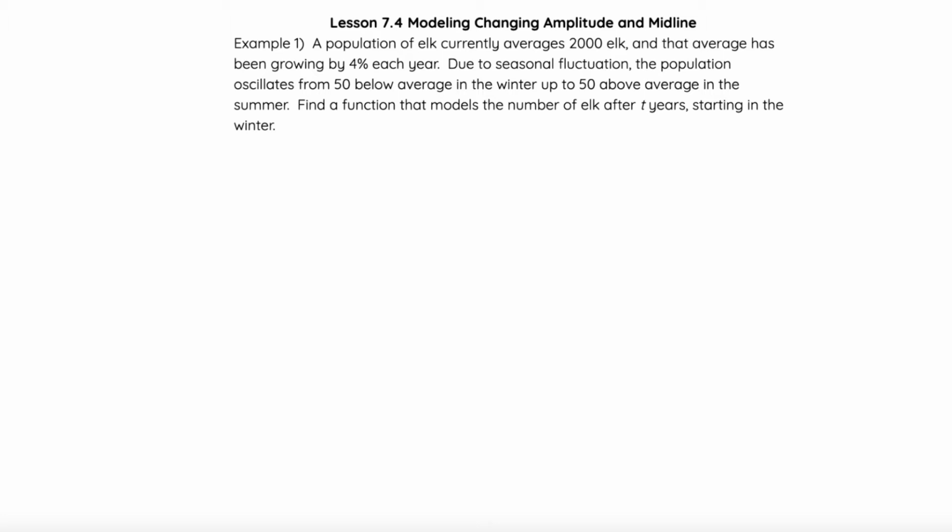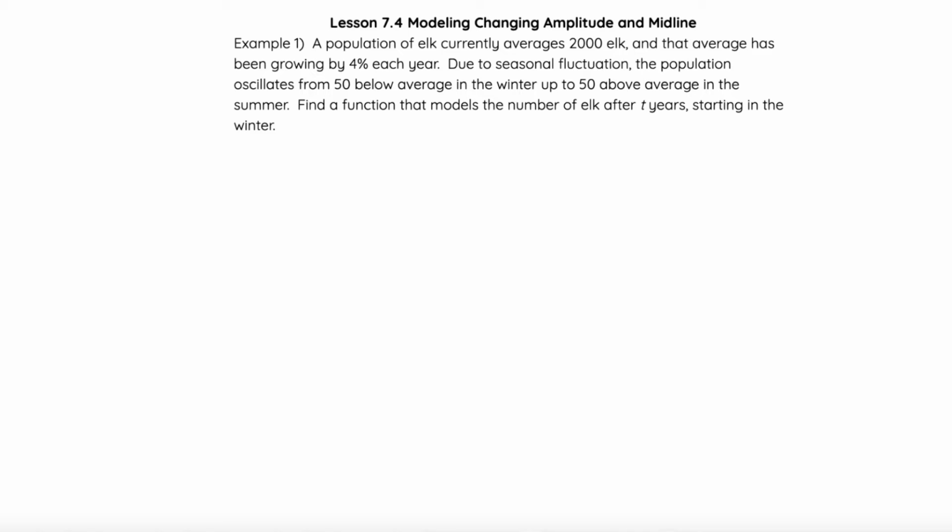Then we'll graph it. So a population of elk currently averages 2,000 elk, and that average has been growing by 4% each year. Due to seasonal fluctuation, the population is oscillating from 50 below average in the winter to 50 above average in the summer. So there's a couple key pieces within this particular statement. And then finally, find a function that models the number of elk after t years starting in the winter time. So knowing that in the winter we have less and in the summer we have more, what might that look like?